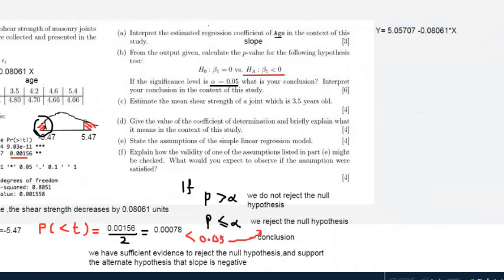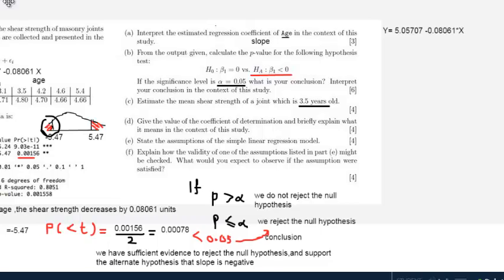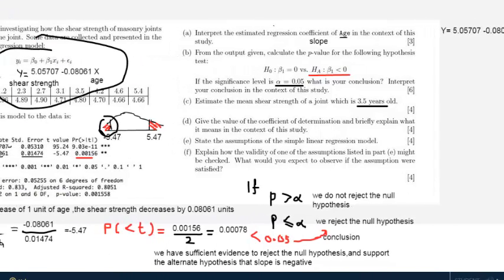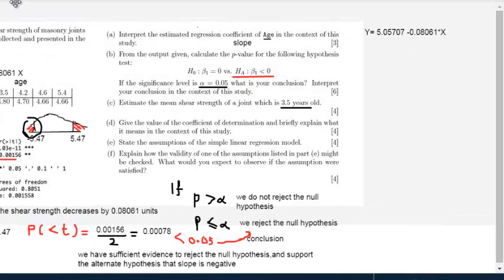We now have the C part, which asks us to estimate the mean shear strength when the age is given as 3.5 years old. So we just substitute that into the regression equation which we got from here. You can see this was the regression equation. We substitute that and get the final value.